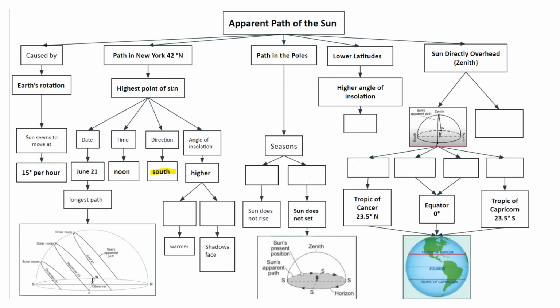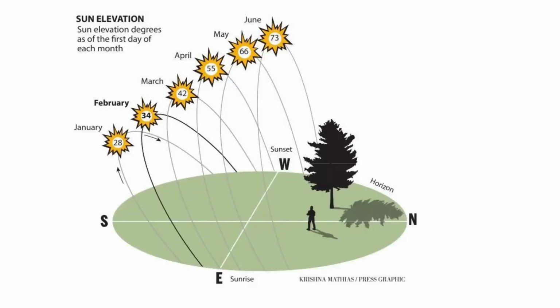Let's write this down. So the highest point of the sun is on June 21st. It's at noon, but remember, when it's at its highest point, it's towards the south side. And what about the other months when it's not the very first day of summer or the very first day of winter? What about in between? It's kind of like this.